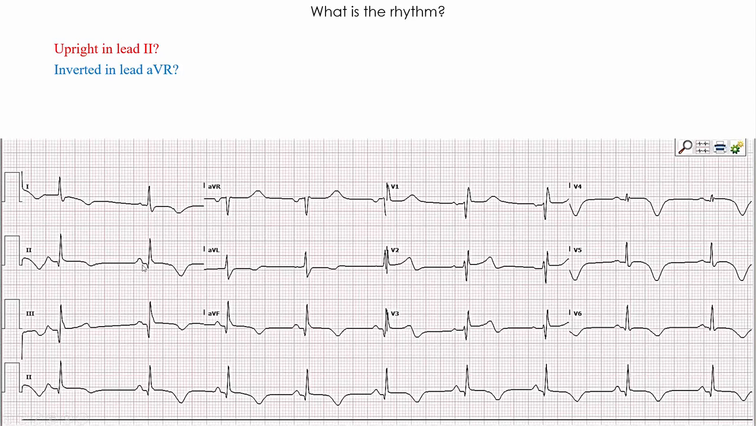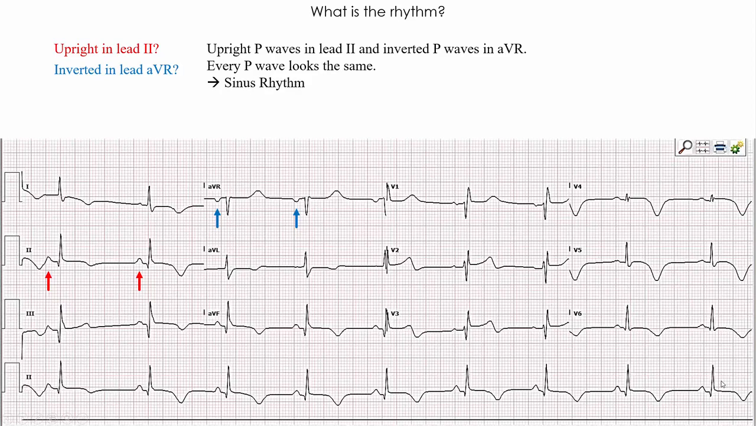Okay, so we start by looking at lead 2. Are the P waves upright? Yes. Then we look at AVR. Are the P waves inverted? Yes, they are. Then we have to check that each P wave looks the same within one lead. The rhythm strip's the easiest place to check, so upright, upright, upright, they're all about the same shape. Fantastic. This is a normal sinus rhythm.